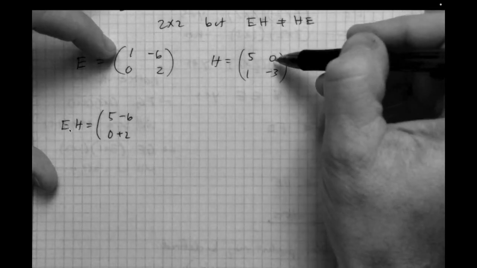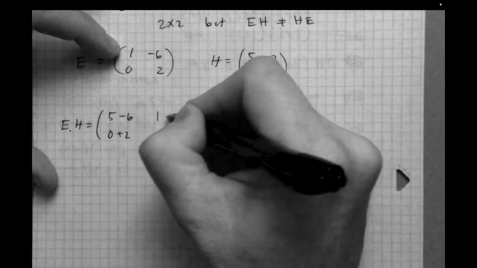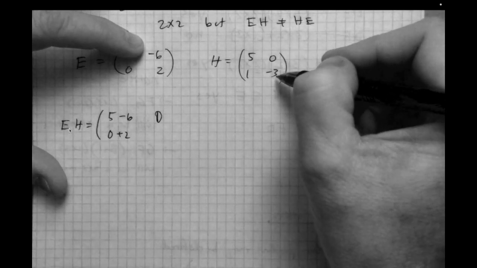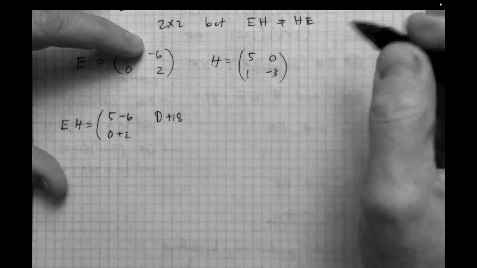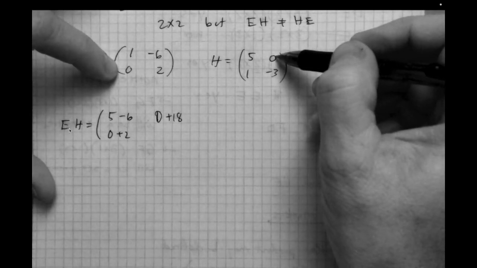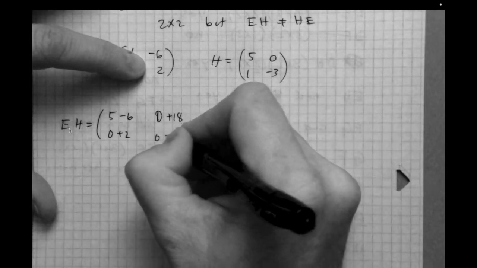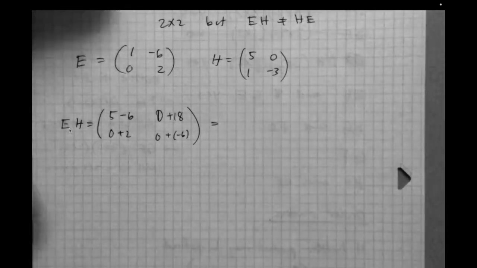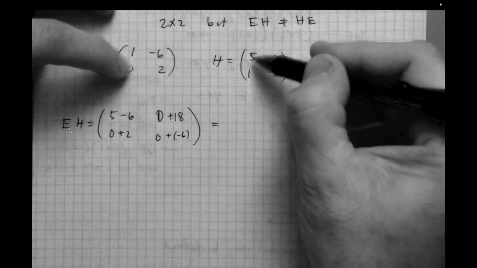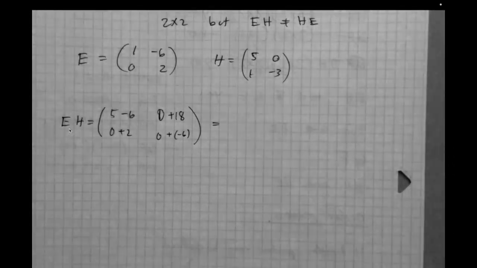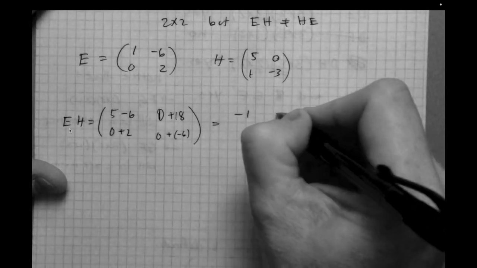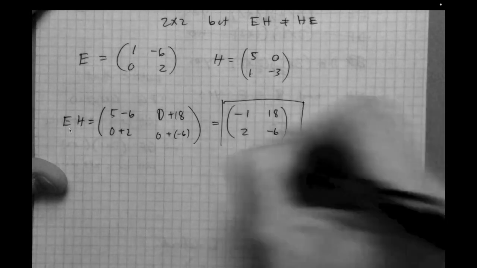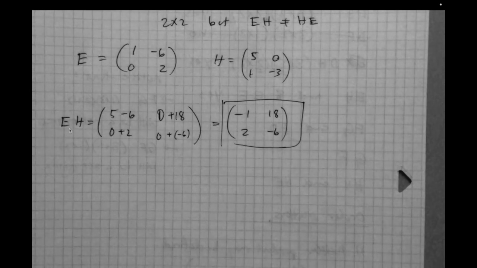Now the second column would be 1 times 0. Oh, that's 0. Plus negative 6 times negative 3. Okay, and then you're going to have 0 times 0 plus 2 times negative 3. Okay, so you kind of go through. So this times that, plus this times that. All right, so you got the whole thing. So you got negative 1, and then 18, and then 2, and then negative 6. Okay, so that's EH. What about HE?